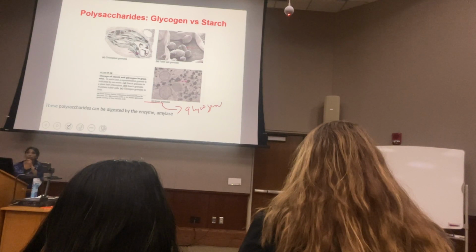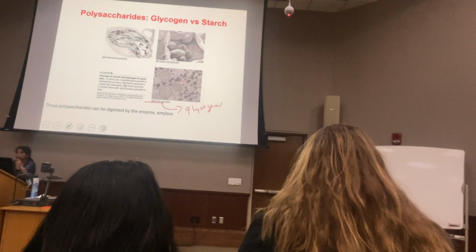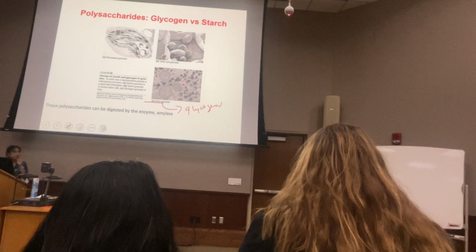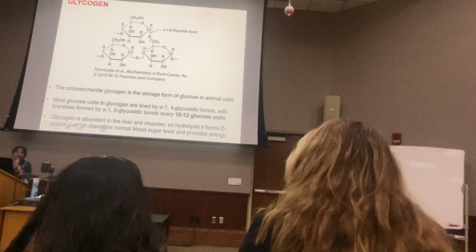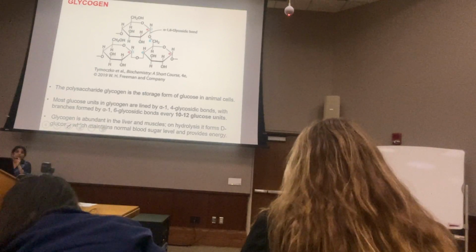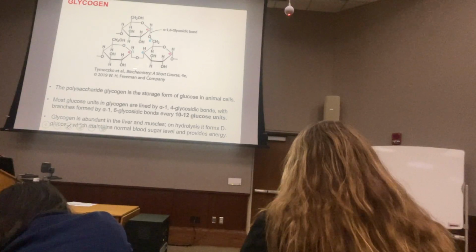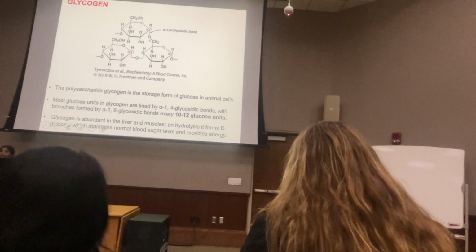When we talk about starch, we're talking about plants, like potatoes, right? Starch is in plants, but they're really structurally different. But in either case, you can digest them with an enzyme called amylase. So you can digest glycogen or starch with amylase. Simple memorization. What does glycogen look like? Okay, here are all your sugar molecules, and those are all glucose, right? They're all glucose molecules.